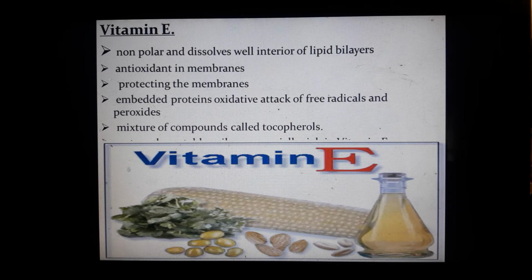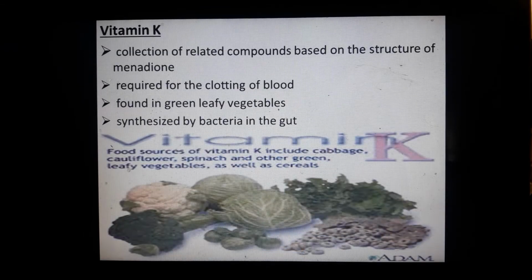Example, yung mga ketone group, okay, yung mga hydrogen peroxide. They play an important role in the oxidation process that will cause damage to the cell membranes, and vitamin E provides protection of the cell membranes. So embedded proteins face oxidative attack from free radicals, yung mga tawag sa mga free peroxides. The compounds are a mixture called alpha-tocopherols or tocopherols.